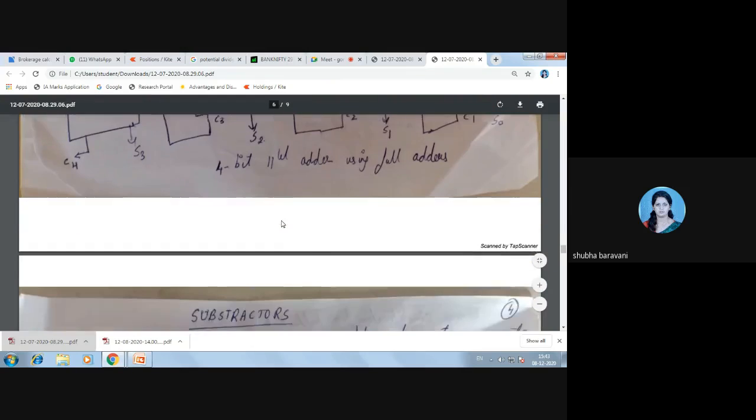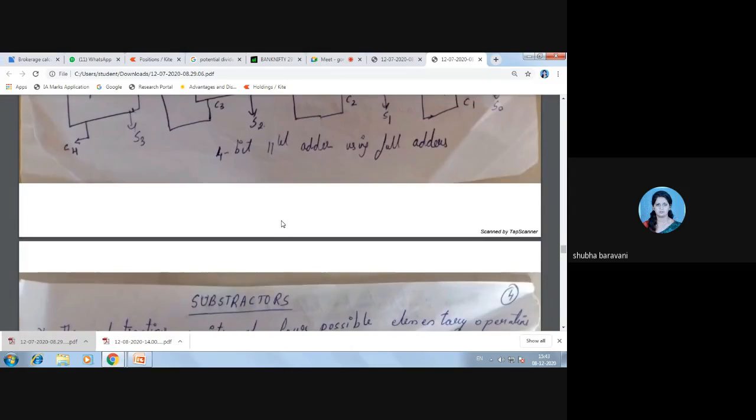Similar to adders, we have subtractors. Okay, subtractors we'll see in tomorrow's class. But what we did today, was it clear to everyone?